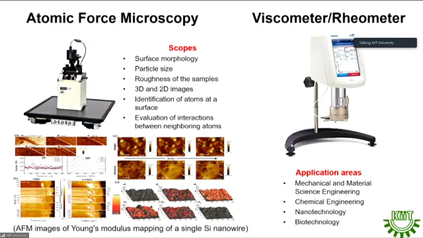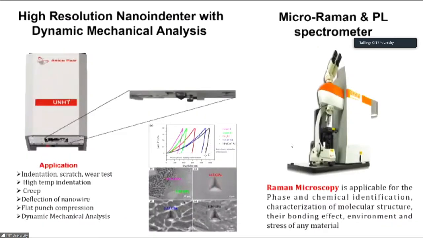And this has wide application for students of mechanical, electronic, civil, electrical, computer science engineering and chemical technology, and those who are interested in carrying out research in biotechnology and nanotechnology. We also have a high resolution nano indenter with dynamic mechanical analysis, and a micro Raman and PL spectrometer. So you can conduct experiments such as scratch test, wear test, indentation, high temperature indentation, creep, deflection of nanowire, flat punch compression, and dynamic mechanical analysis.